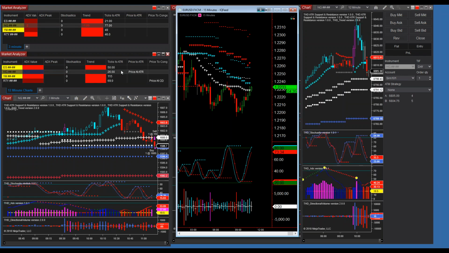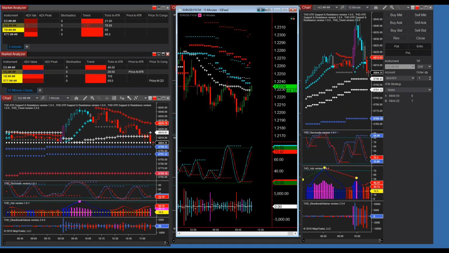Now you're at the ATR on the 12-minute chart NASDAQ. Actually, you're at the congestion dot. You still have a lot of selling volume in there. In fact, they came in on that last bar.